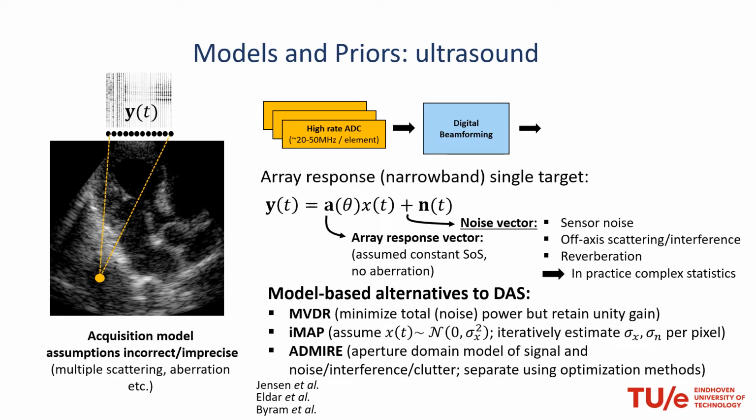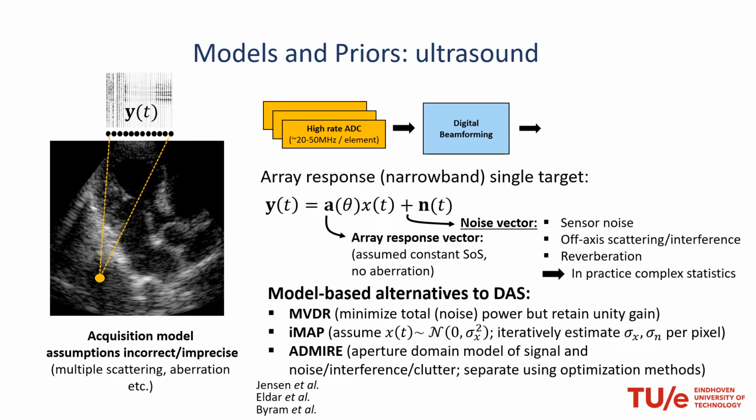IAA or IMAP is a maximum a posteriori estimator with a very simple signal prior, x(t) following a Gaussian distribution. Then, iteratively, it estimates σx or σn per pixel, and that way converges to a solution. So that's a maximum a posteriori solution with a very simple prior model. You could say a naive prior model, because if you look at these ultrasound images, definitely these sources do not follow a Gaussian distribution.